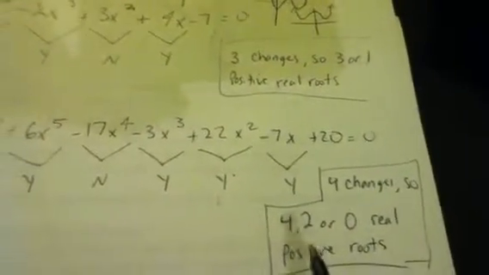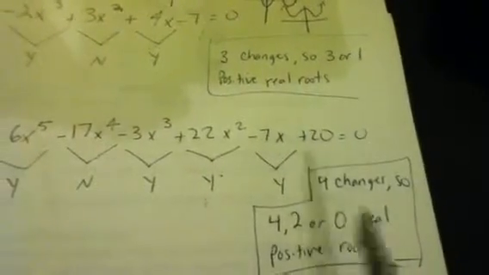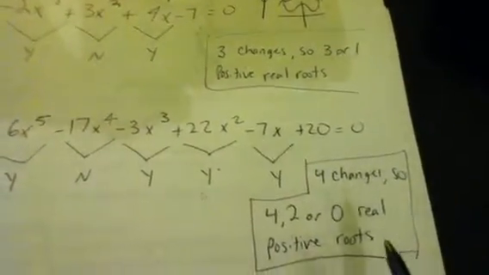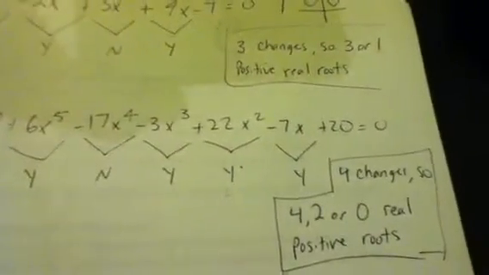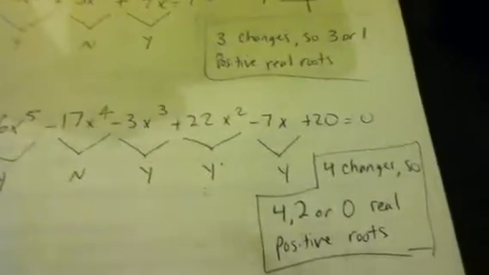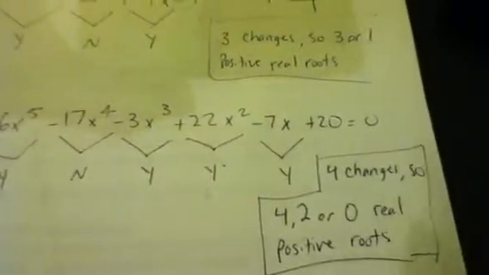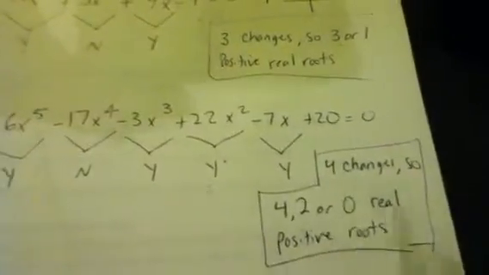positive roots. So why do we skip down by 2 each time? Because the imaginary roots always come in pairs. So if there's a non-real or a complex root, there's not just going to be one, there's going to be 2 of them. That's why we're skipping by 2 each time.